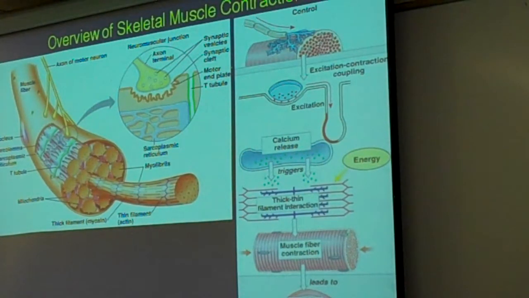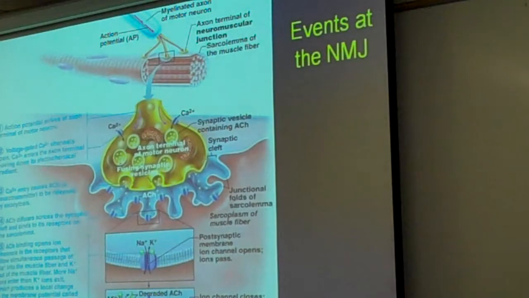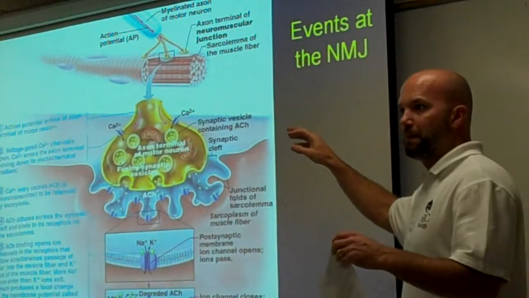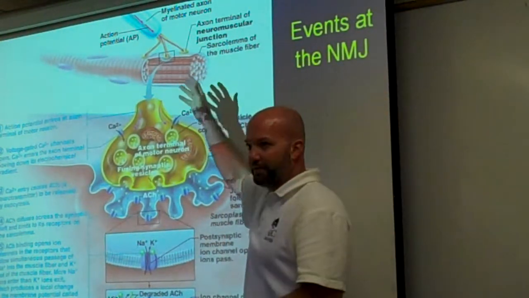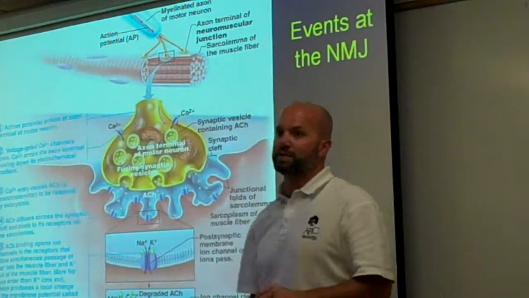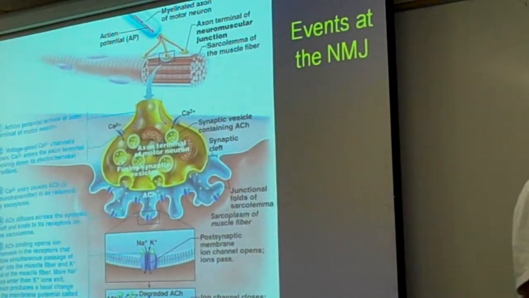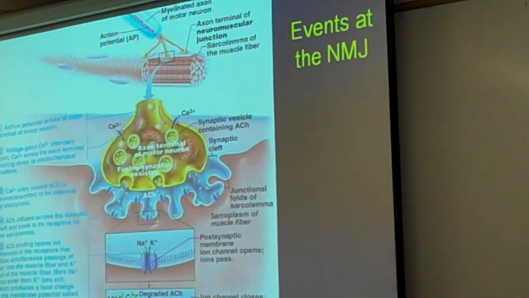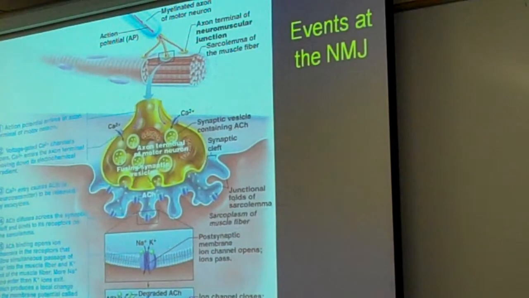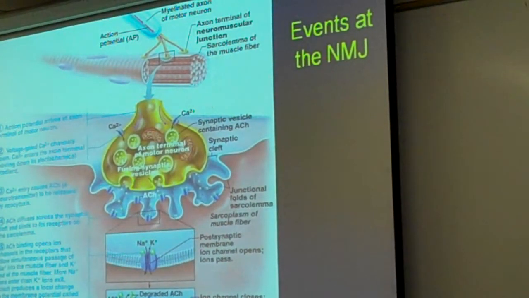Events at the neuromuscular junction. There's a section in your book called a focus figure. I think it takes up one or two pages, and they're going to focus on this one process. So here's how I break it down. The way I describe it in the study guide might be different than the way it's described on this figure and in the book.